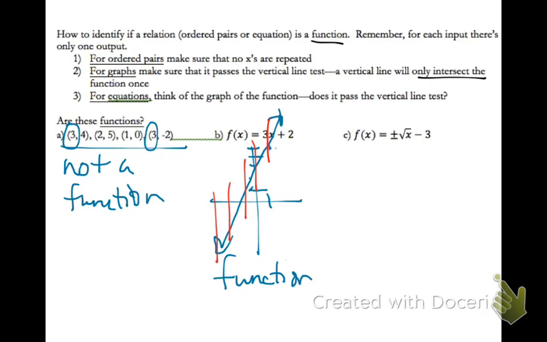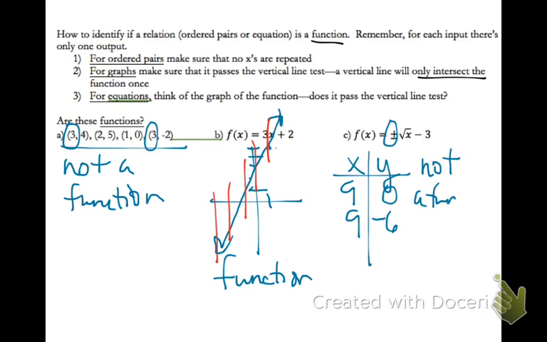Now finally, we've got this square root function, and you'll notice right here, plus or minus. So what that means is that when we put in an input, for example, let's put in 9 for x, it tells us that we need to take the positive and the negative square root. So if we take the positive square root of 9, that's 3. 3 minus 3 is 0. If we take the negative square root, that's negative 3, minus 3 more is negative 6. So right away, this one input of 9 has two outputs. So we can tell that this is not a function.